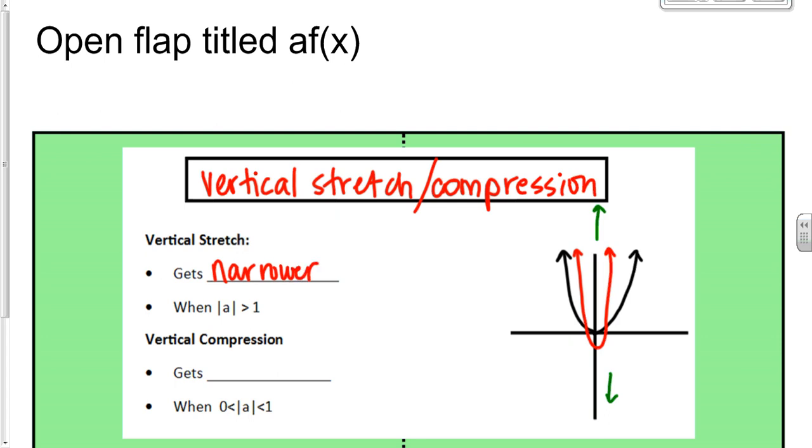Now, that only occurs if a is greater than 1. And really this is the absolute value. So for example, like if we said y is equal to 8x squared. Well, that 8 being greater than 1, that's going to stretch it really, really far. It's going to be really skinny. Okay?